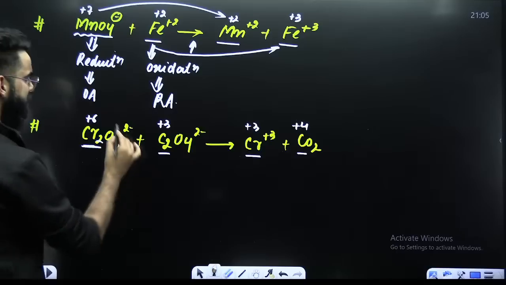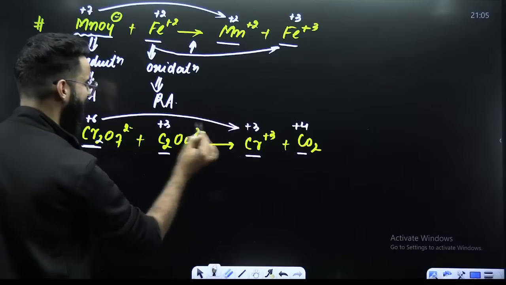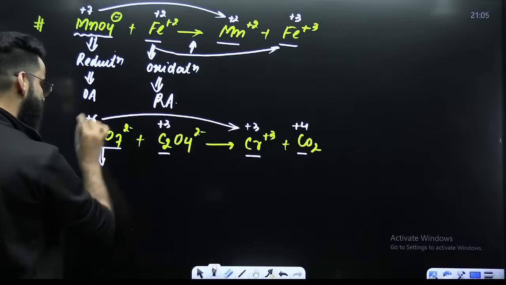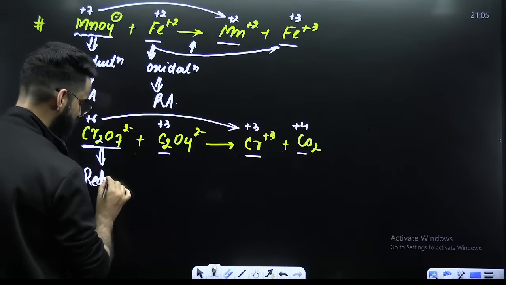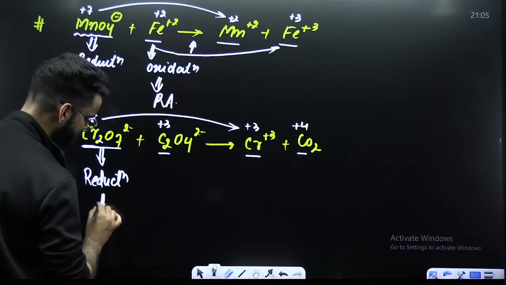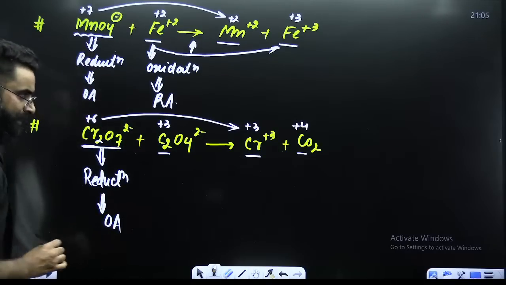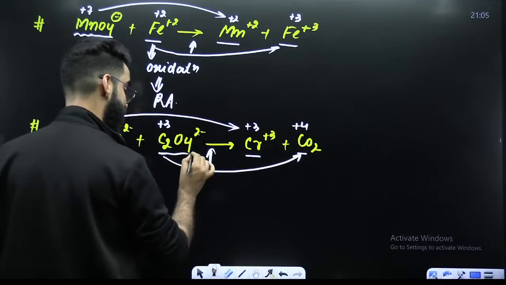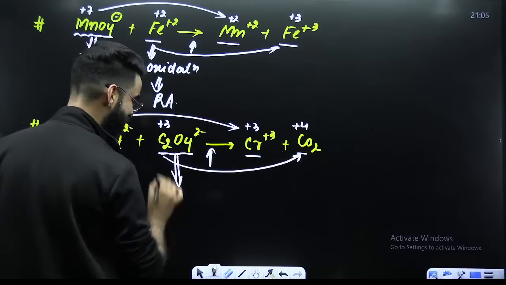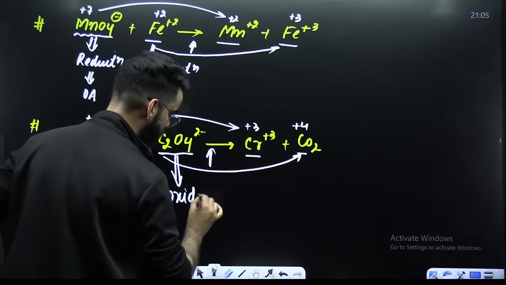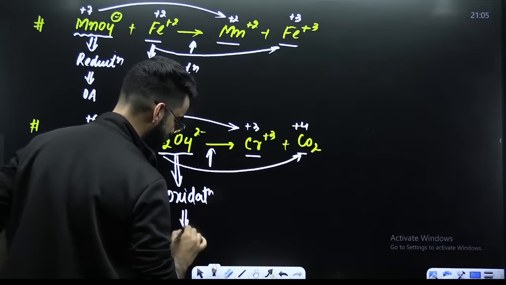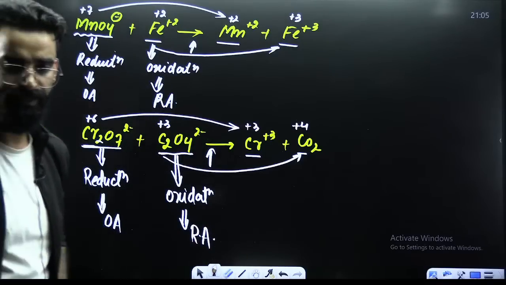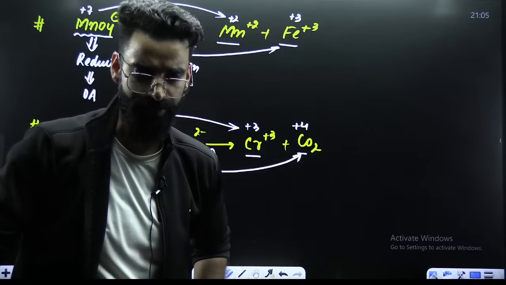Now, what is happening to the oxidation state of chromium? +6 to +3. Decrease means reduction. So this particular species overall is undergoing reduction, and the one that undergoes reduction will be my oxidizing agent. Similarly, +3 to +4 is an increase in the oxidation state, which means oxidation. So this oxalate ion is undergoing oxidation, and the one that undergoes oxidation has to be my reducing agent.